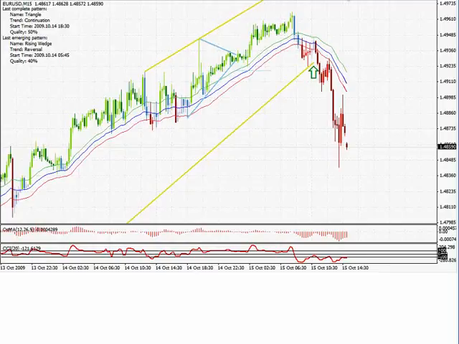pairs that most consistently either inverse or sympathetically move with the U.S. dollar index. Now, we usually take a look at the U.S. dollar index on Friday, so I'll hold off on that.